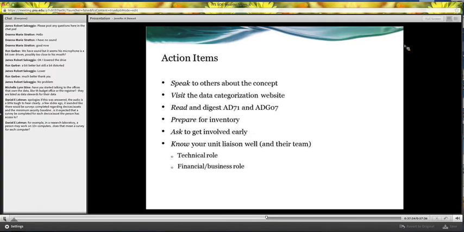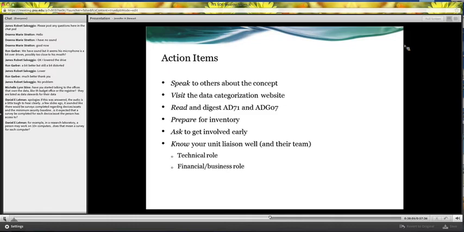So some of the action items that all of you can take back, you can certainly speak to others about the concept of what we're trying to do. Get involved any way that you can. We're going to have some other information sessions set up. And we may have some open forum sessions as well, just to collect information about the survey and what you think might be able to be enhanced on that survey. Is it reasonable, really, to ask where the data is being stored and what application they're using? Visit the data categorization website.